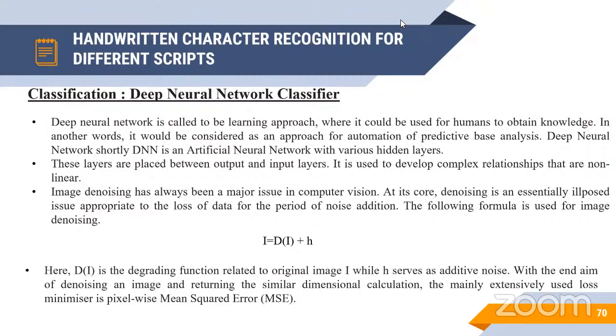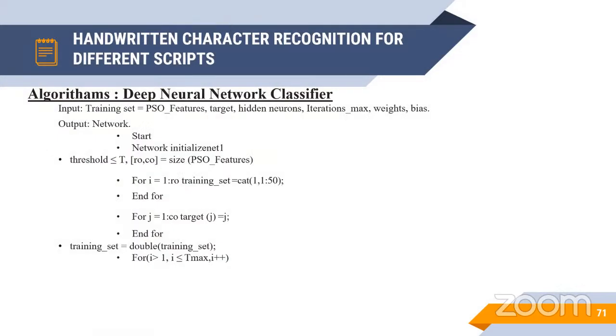The hidden layers are placed between the input and output layers, and are used to develop complex non-linear relations. The difference function is related to the original image, and it is called the mean squared error. For the deep neural network classifier algorithm, the training set has the target, feature, hidden neurons, maximum iterations, weight, and bias. With this, the output is a network.